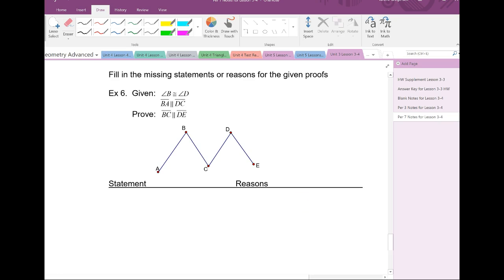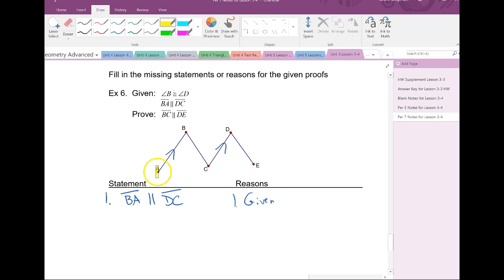So first things first, we're going to write down, now you could go in a different order, that's totally okay, but I'm going to go with the fact that I have parallel line segments first. So I get the fact that segment BA is parallel to segment DC. And that's just given. So I know these two are congruent.